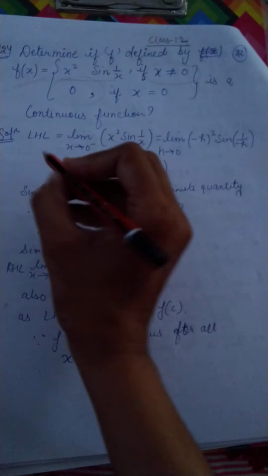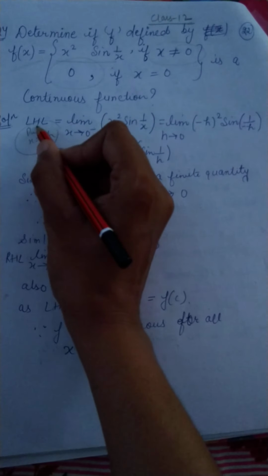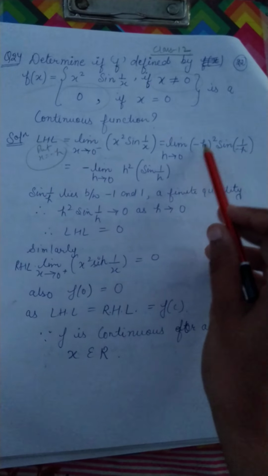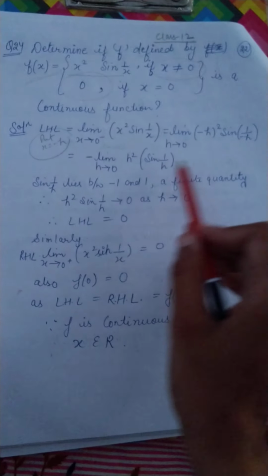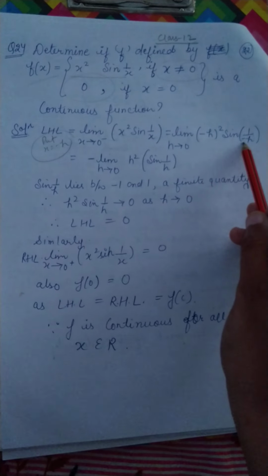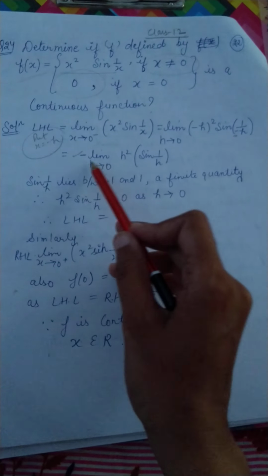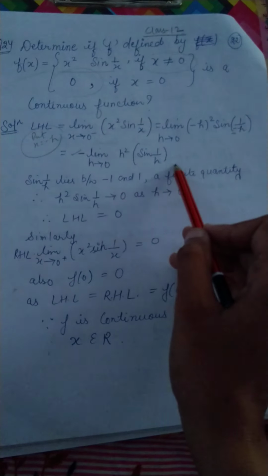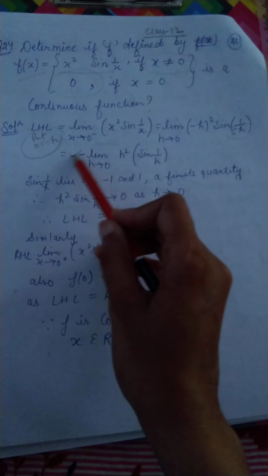What are we putting beta? x is equal to minus h. Clear? When I put x is equal to minus h, I will get minus h whole square into sin of 1 upon minus h. Then from here, this negative sign I have brought over here in the front, and limit of h tends to 0, that is h square into sin 1 upon h. This negative sign of this h I have brought here in front beta. Clear?